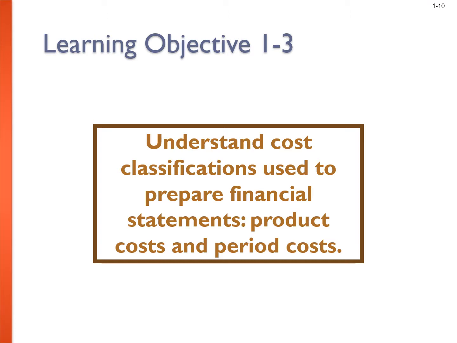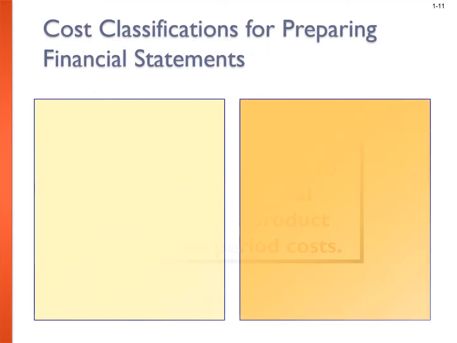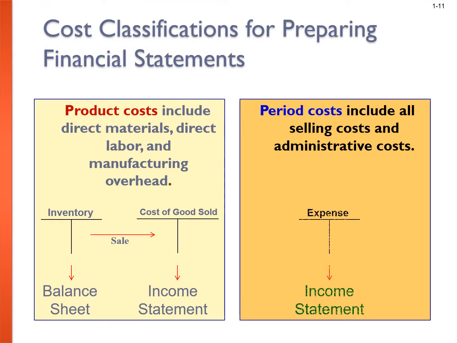So what kind of costs are used to prepare our financial statements? Product costs and period costs. Now you have to think back to financial accounting a little bit here. So we're going to talk about that. The T account. Now, when it comes to product costs, they are your direct materials, your direct labor, and your manufacturing overhead.